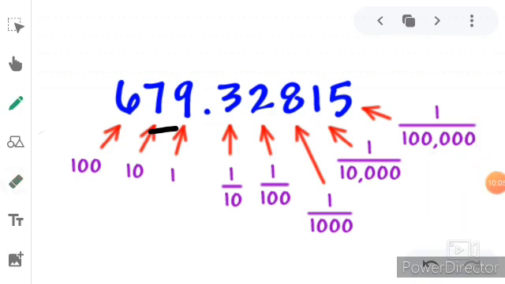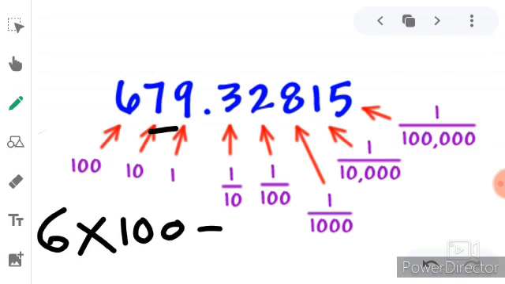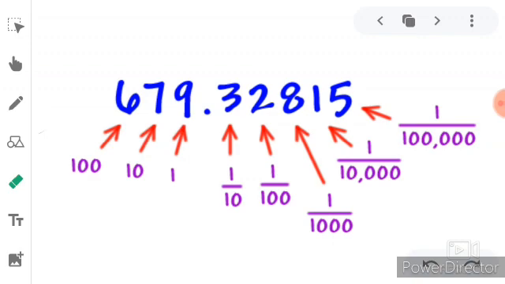Now what about 6? 6 is present at hundreds place. So whenever the number is present at hundreds place, we'll have to multiply that number by 100. So 6 multiplied by 100 is equal to 600. So students, I hope you got it. Now students, we come towards the numbers which are present on the right hand side of the decimal point, or we can say after the decimal point.